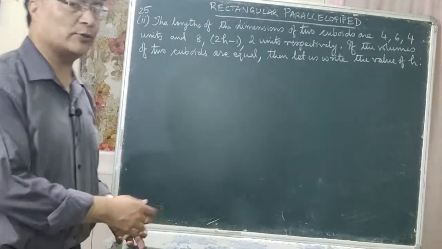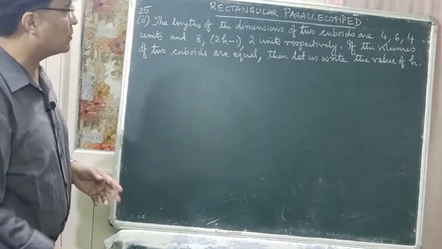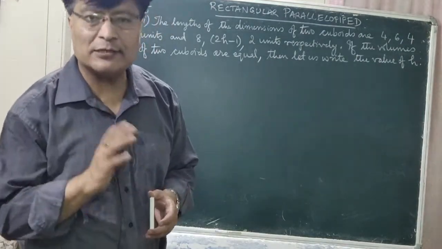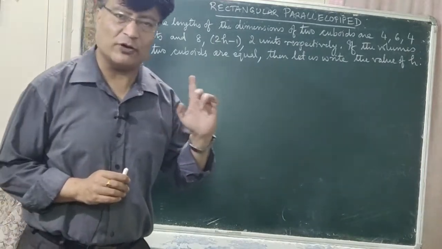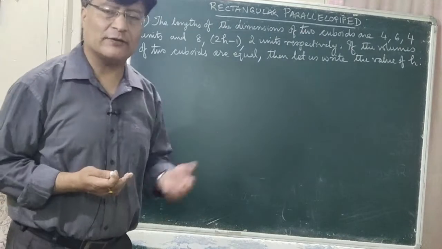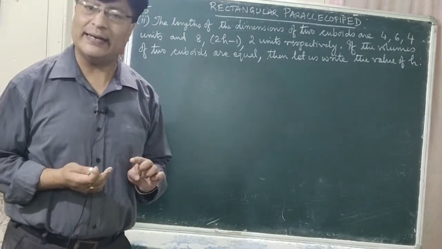So now we'll do the next question, that is question number 2. Question number 2 is the lengths of the dimensions of two cuboids. What do you mean by dimensions of the cuboids? Dimensions means you have length, breadth and height for a cuboid. A cuboid is a rectangular parallelepiped, and in case of a rectangular parallelepiped, the dimensions are length, breadth and height.